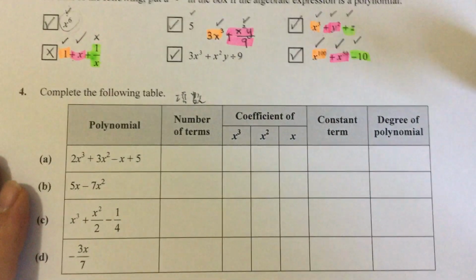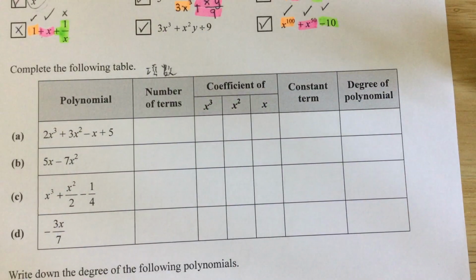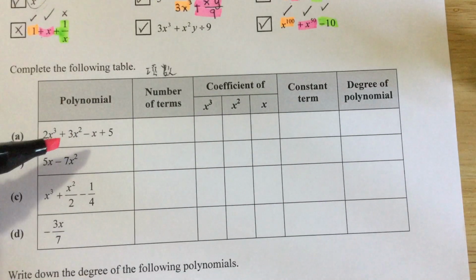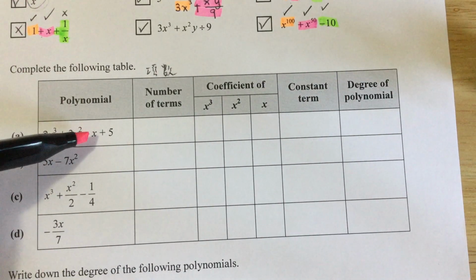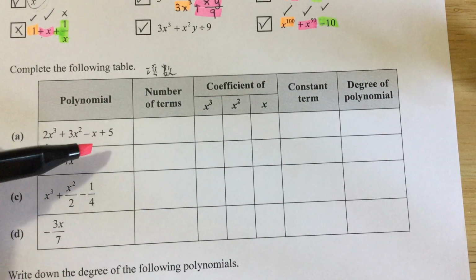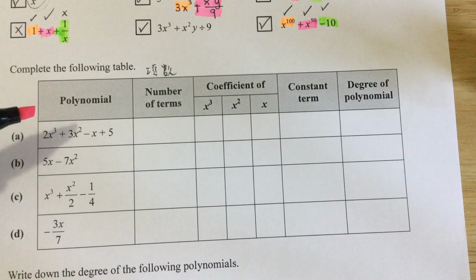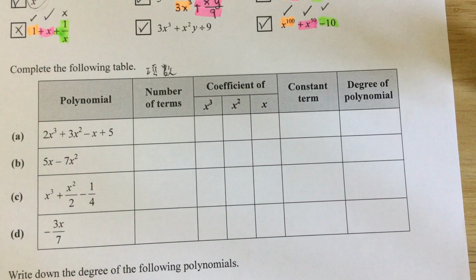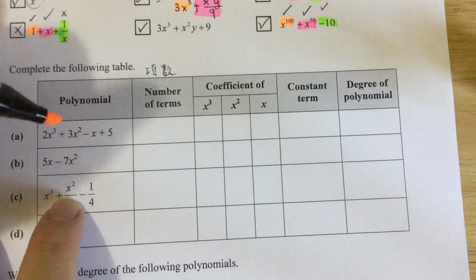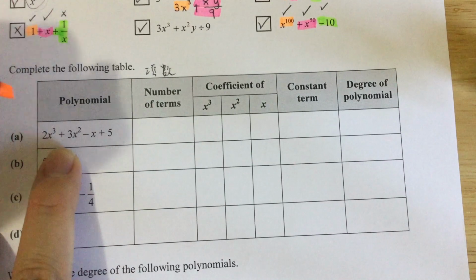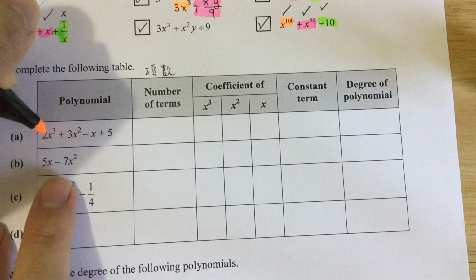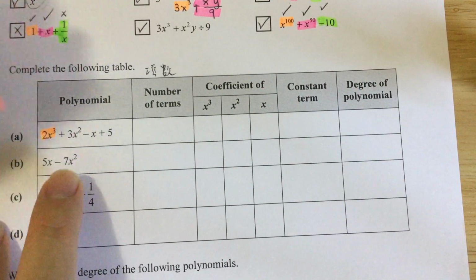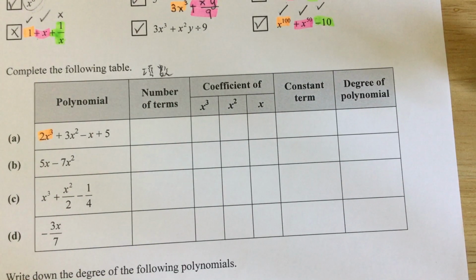Okay, we will do it vertically. So let's count it first. We will use the positive sign or negative sign, or you can say the addition sign or the subtraction sign, to separate one term from another. First, let's use the highlighter to help you understand. The first one is 2x cubed, because after the plus sign, we will say that this is another term. So this one is the first term.